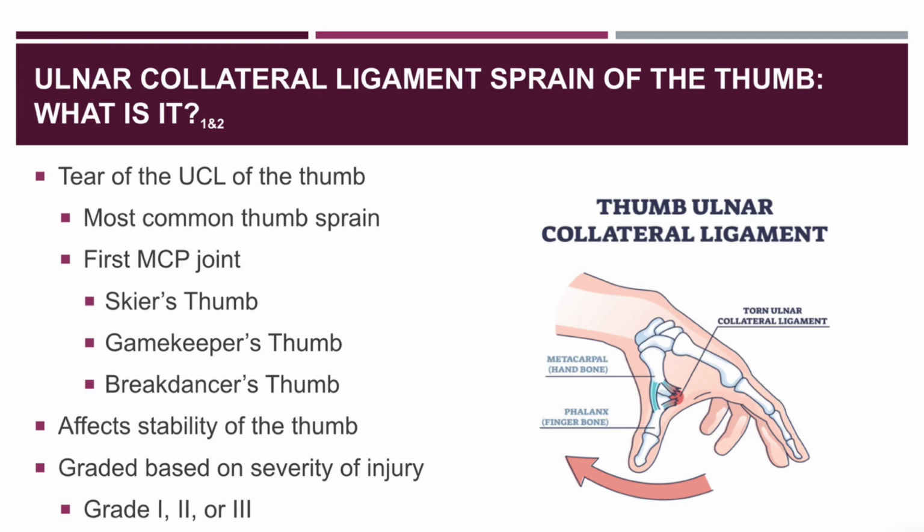And this specific pathology affects the stability of the thumb, especially under different valgus or lateral stresses. And so this sprain is graded based off the severity of the injury. So you have a grade 1, a grade 2, or a grade 3. And a grade 1 involves mild stretching without tearing. Grade 2 is a partial tear with some instability. And a grade 3 is a complete tear, which results in significant instability and will often require surgery.